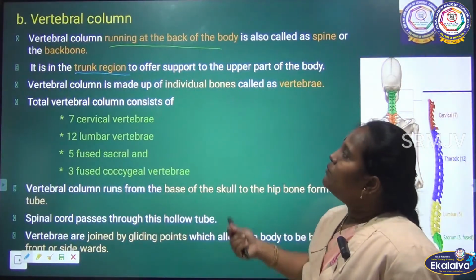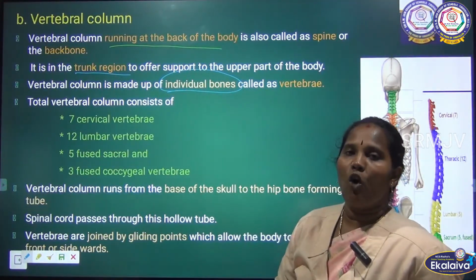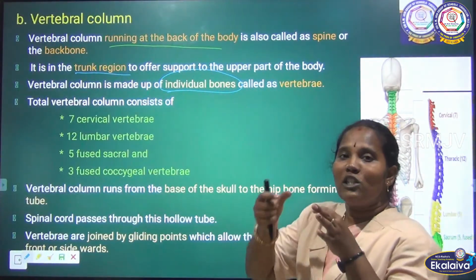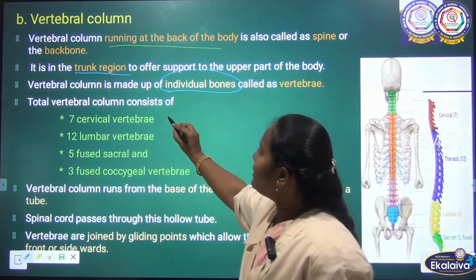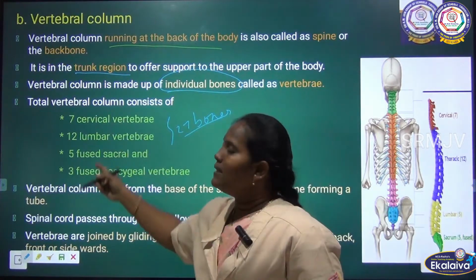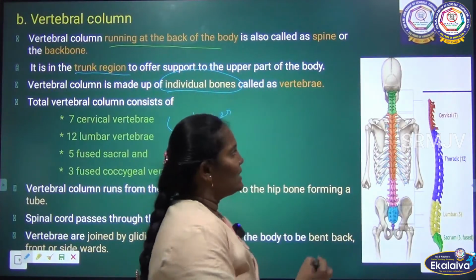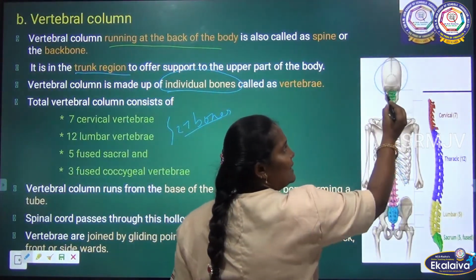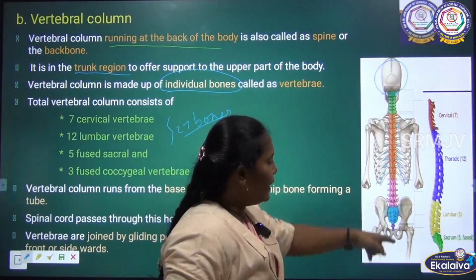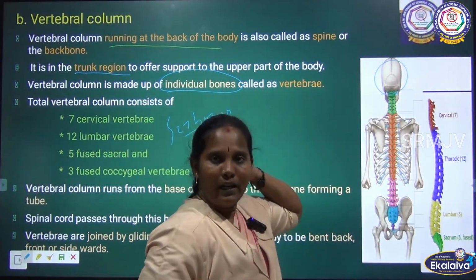Clear? Then the vertebral column is made up of individual bones. Actually, the vertebral column is made of irregularly shaped individual bones. Totally how many? 27 individual bones make up this vertebral column. You can see here, the skull is placed at the end. From the top of the skull to the end of the hip bone, totally these bones make up our backbone.